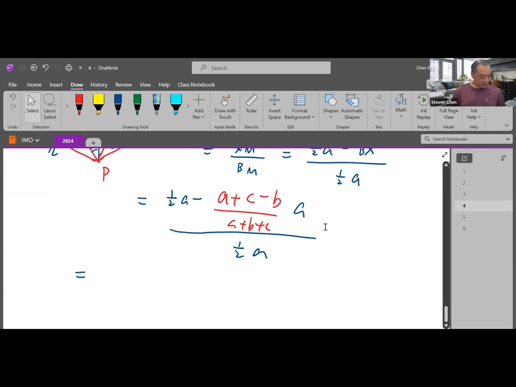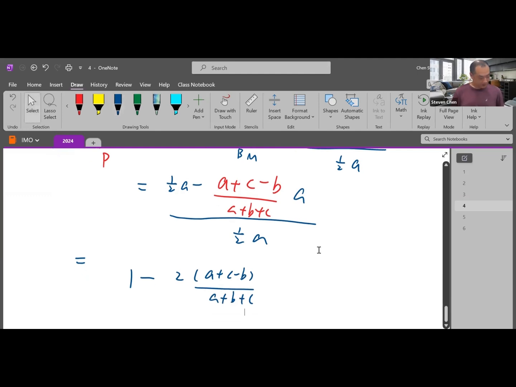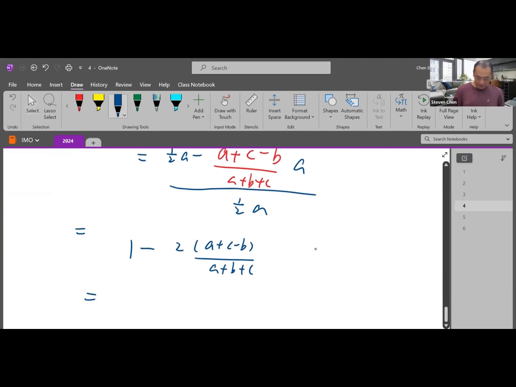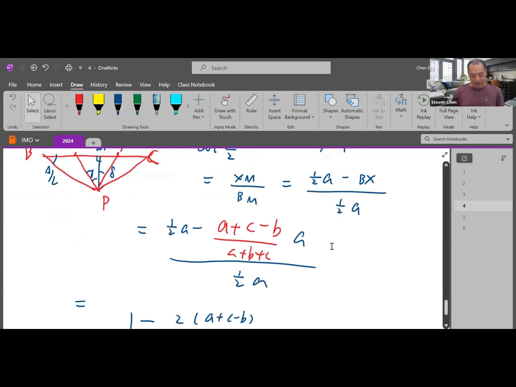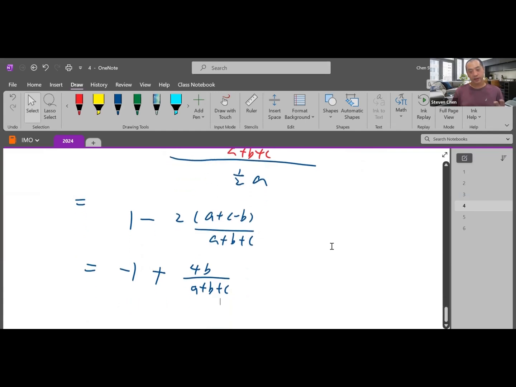So now our job is to simplify this expression. Let's do it. Let's cancel out a and multiply both numerator and denominator by 2. And then we get this equal to 1 minus twice the fraction. So this is what we get. And it can be further simplified: for the numerator, we write it as a plus c plus b minus twice b. So it can be written as -1 plus 4b over a plus b plus c. Okay? All right, so now we get a sense that tan of gamma could be expressed in terms of the side lengths of triangle ABC.